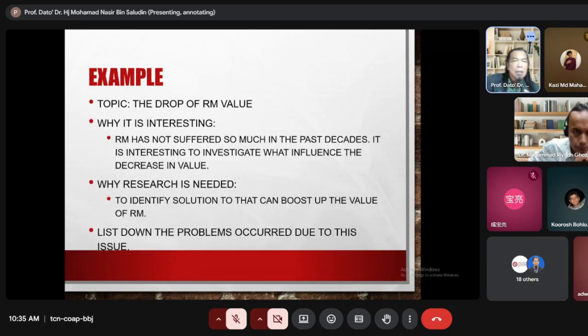research objective, research question, and hypothesis. Example topic: the drop in the ringgit value. The Ringgit Malaysia is very strong now if compared with other Southeast Asian countries like Indonesia, Philippines, and also Thailand. They dropped. Indonesia dropped 9%, Philippines 8%. What is interesting? Ringgit Malaysia has not suffered so much in the past decades. It is interesting to investigate what influenced the decrease in value. Research is needed to identify solutions that can boost the value of Ringgit Malaysia. List down the problems that occurred in this issue.